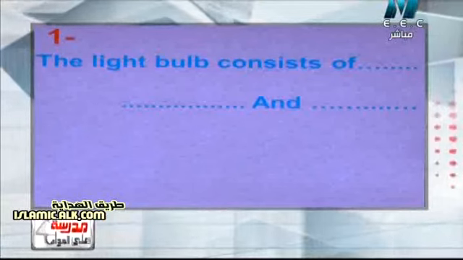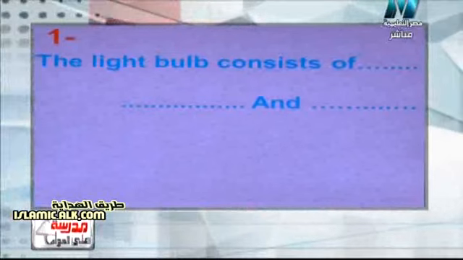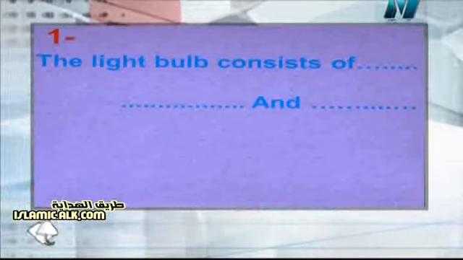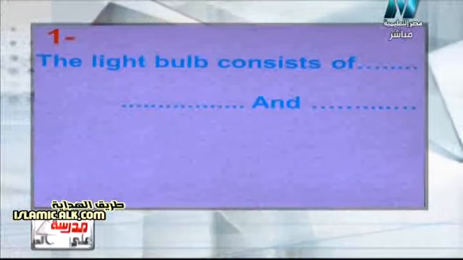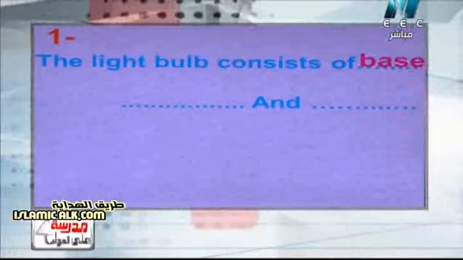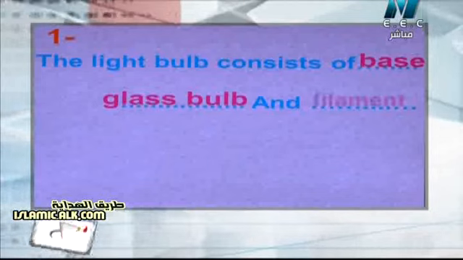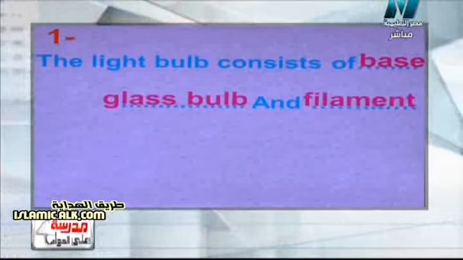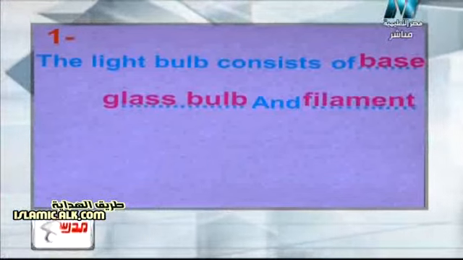The first question is a complete question, and in this question I advise you to please read the question carefully till the end word. An important tip in a complete question: you must read the question to the last word. The first question says that the light bulb consists of point, and point. Surely the light bulb consists of the base, the glass bulb, and also the filament.